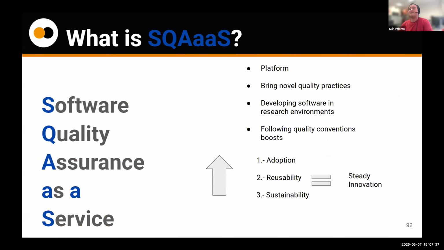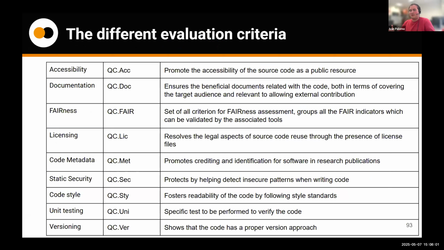First of all, what is SQAaaS? SQAaaS translates to Software Quality Assurance as a Service. It's a platform that aims to bring novel quality practice to developing software in research environments, because following these quality conventions boosts adoption, usability, and sustainability in order to achieve steady innovation. In order to evaluate the software, we follow different evaluation criteria. We want to promote accessibility.